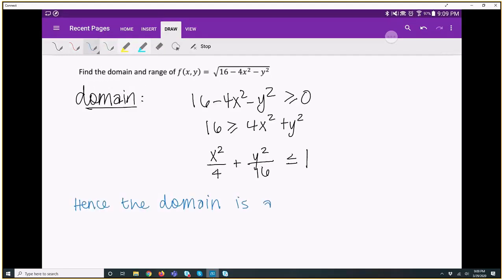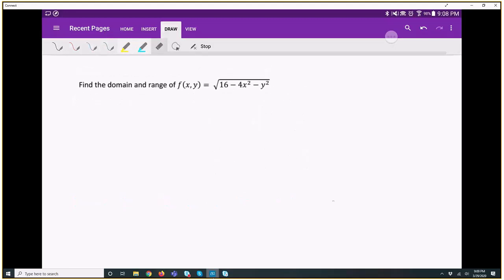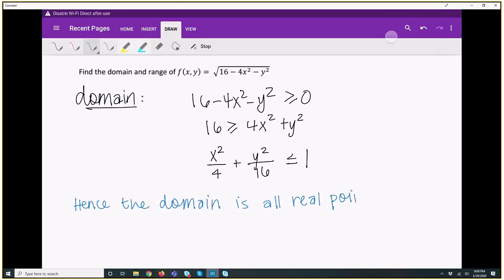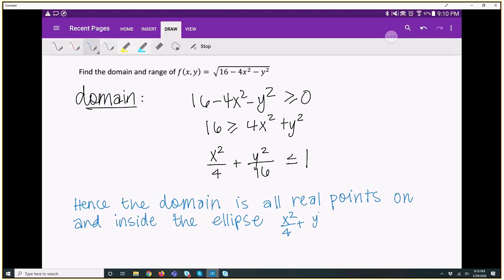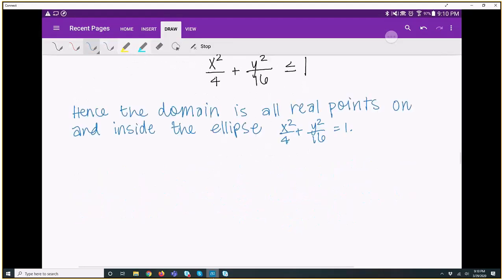is all real points, and by points we mean ordered pairs x and y, on and inside the ellipse that has the equation x squared over 4 plus y squared over 16 equal to 1. So we get the points on the ellipse because we have equality, and we get the points inside the ellipse because of the less than. So that takes care of our domain.